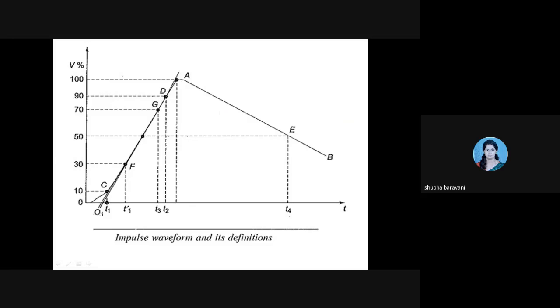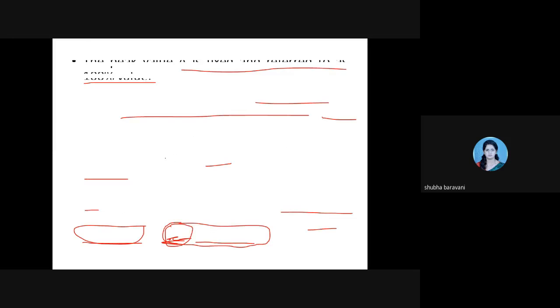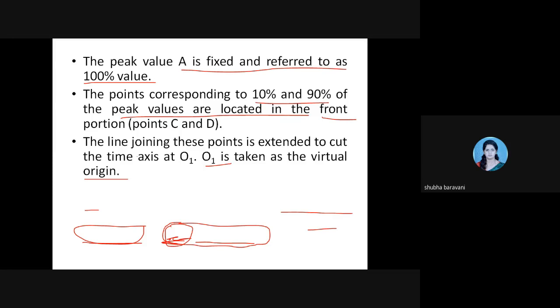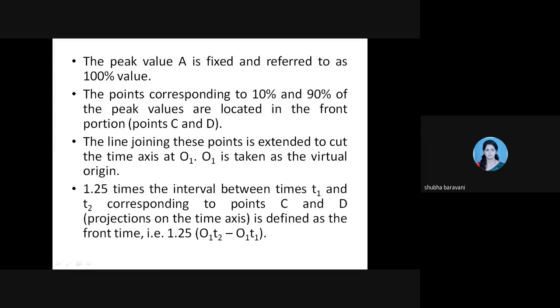It is specified in terms of its front time, tail time, and the peak value. Up till here, is that understood? I hope up till here it was clear. Nihal?